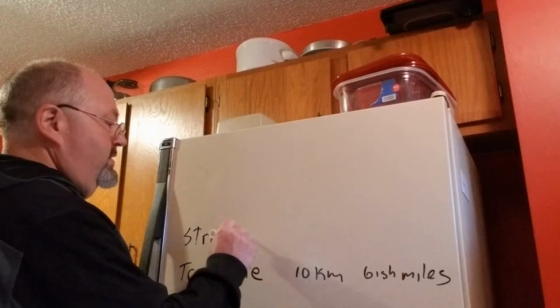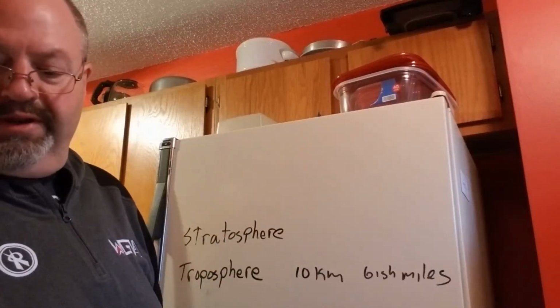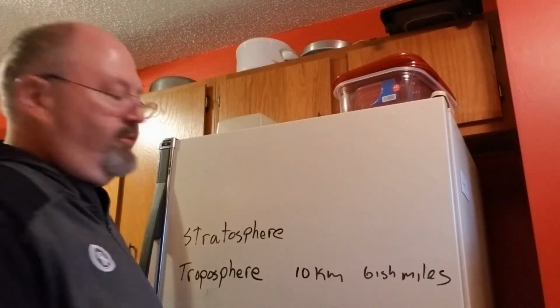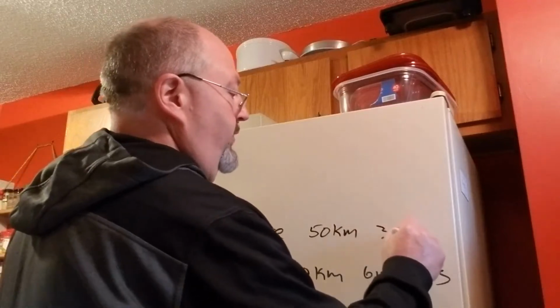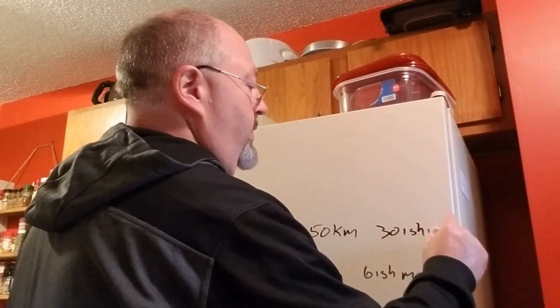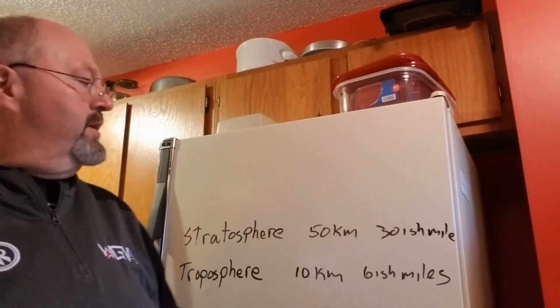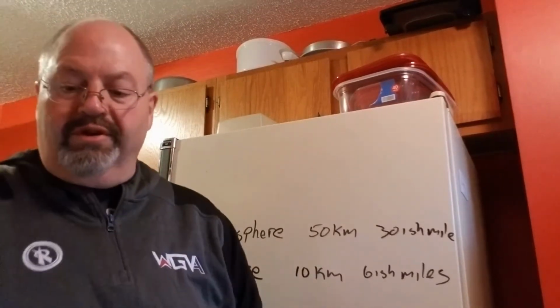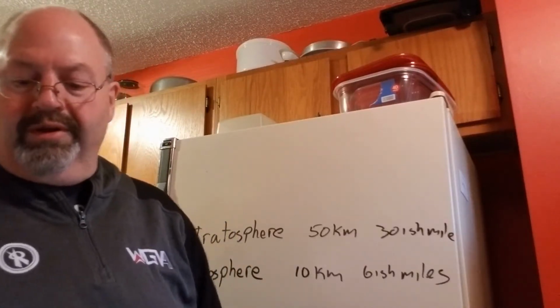All right, above that is the stratosphere, and it extends from that 10 kilometers up to about 50 kilometers, which is 30-ish miles. Part of the stratosphere is also known as the ozone layer. We'll talk about the ozone layer at some other point.